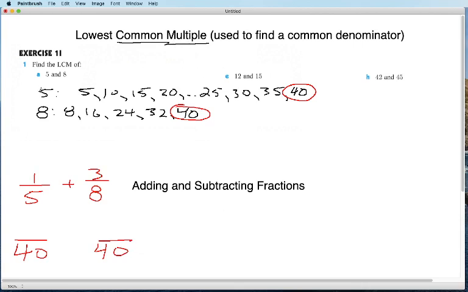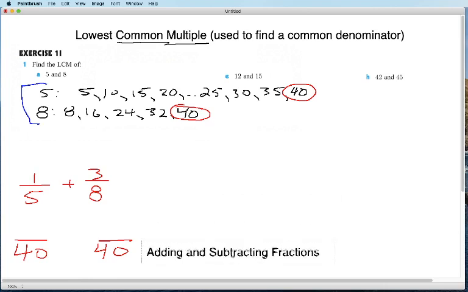Okay, but of course this method here is a little bit long and you have to write a lot of numbers out, so we do have another method. If I show you this method, it might be easier when you have bigger numbers. Now if you know your multiplication, you can easily know in your head that a common multiple of these two is 8 times 5. If you multiply these two, you get 40.